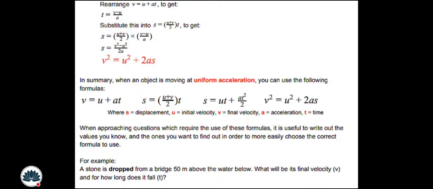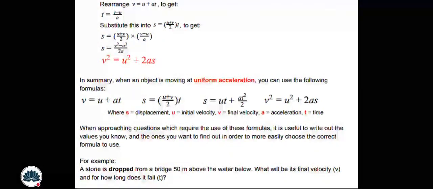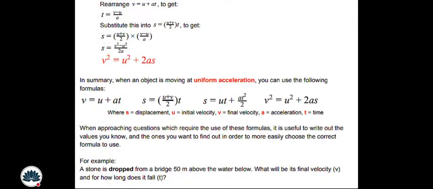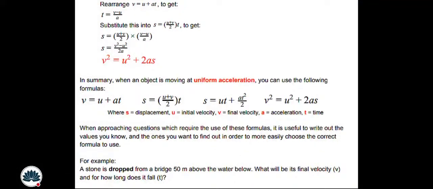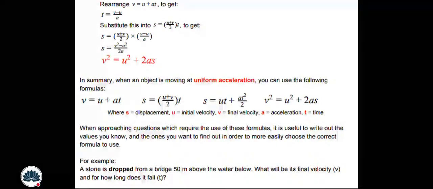In summary, now this is very essential for you guys. In summary, when an object is moving with uniform acceleration, you can use the following formulas. These are the four formulas, or I would like to say these are the five formulas. How is it five? Because a is equal to (v minus u) upon t. It means acceleration is equal to final velocity minus initial velocity upon time. This is also the formula you have already learned from your O levels, from which these four formulas are derived. Here u is initial velocity, v is final velocity, a is acceleration, and t is time.